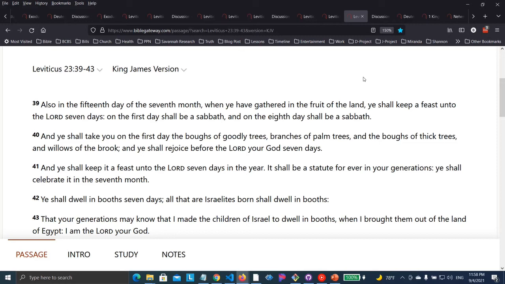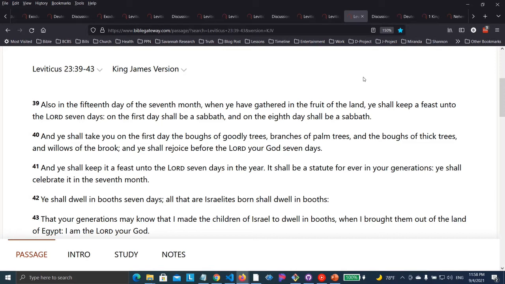And you shall take on the first day boughs of goodly trees, branches of palm trees, boughs of thick trees, and willows of the brook. You shall rejoice before the Lord your God 7 days. You shall keep the feast of the Lord 7 days in the year. It shall be a statute for every generation. You shall celebrate in the 7th month. You shall dwell in booths 7 days. All Israelites born shall dwell in booths, that your generations may know I made the children of Israel dwell in booths when I brought them out of the land of Egypt. I am the Lord your God.